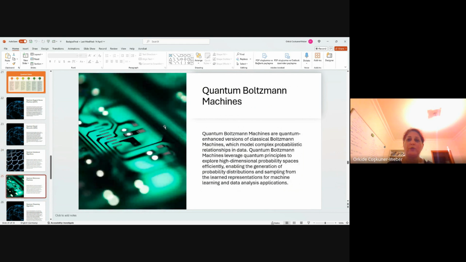Then we have quantum Boltzmann machines. Quantum Boltzmann machines are quantum-enhanced versions of classical Boltzmann machines, which model complex probabilistic relationships in data. Quantum Boltzmann machines leverage quantum principles to explore high-dimensional probability spaces efficiently, enabling the generation of probability distributions and sampling from the learned representations for machine learning and data analysis applications.